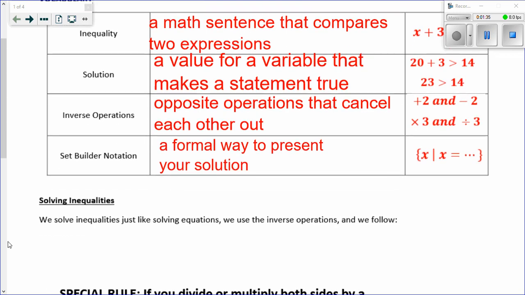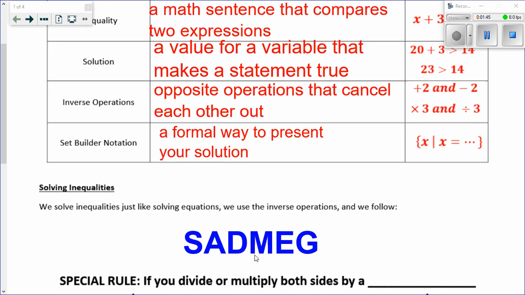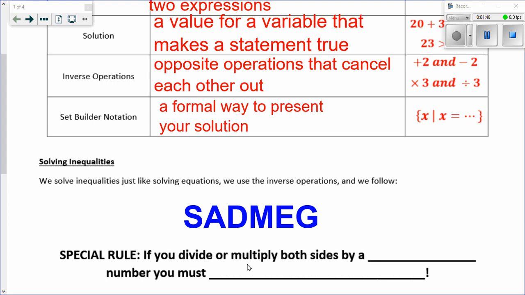So, when we solve inequalities, we solve them just like we do equations, using inverse operations, and we follow SADMAG. The only difference from equations is we have a special rule, that if you divide or multiply both sides by a negative number, you must flip the sign. I don't know why I wrote number when it's already here. You must flip the inequality sign. Okay?